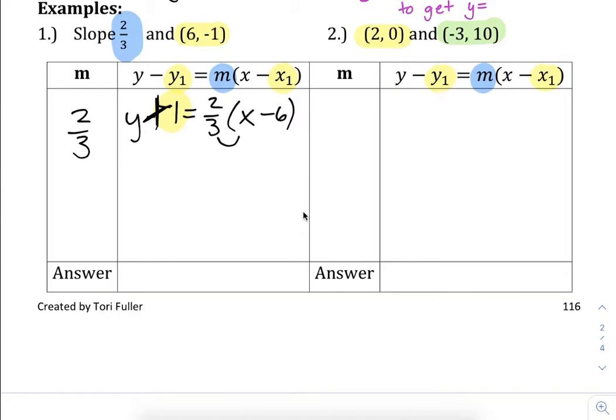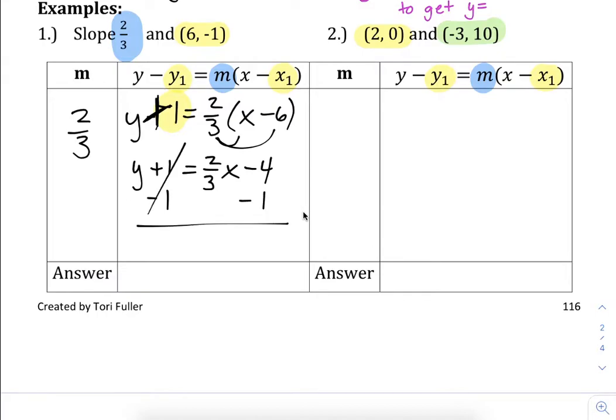Third step is I'm going to distribute these numbers, so 2/3 times x. 2/3 times a -6 gives me a -4. Again, I'm doing that in a calculator. Bring down what I know. I'm trying to get the y by itself, so I'm going to subtract 1 from both sides so I can cancel out that 1. My final answer will be y equals 2/3 x, and then if I do -4 minus 1 in a calculator, I get -5. Final answer.